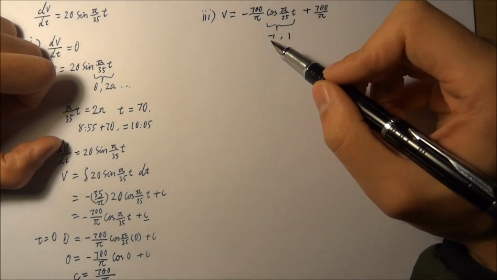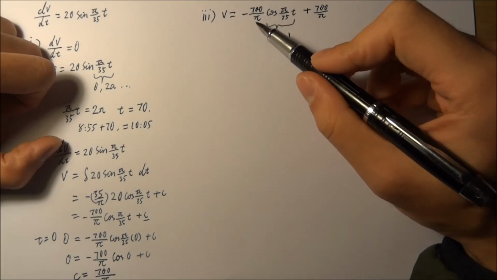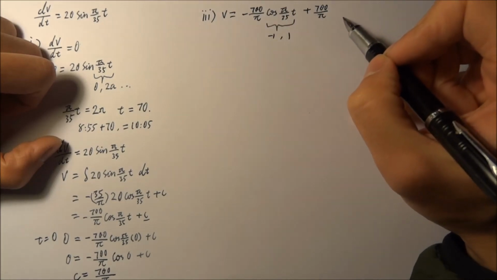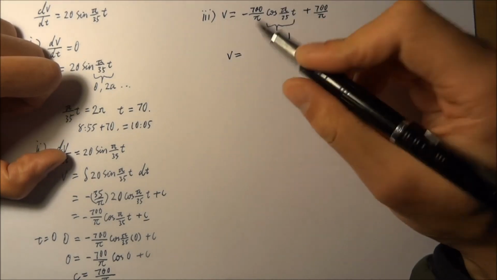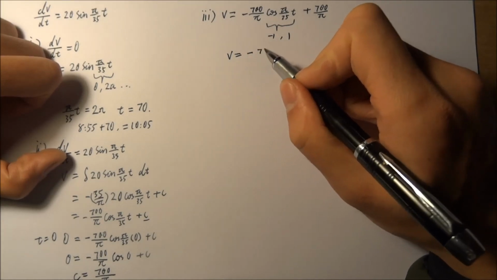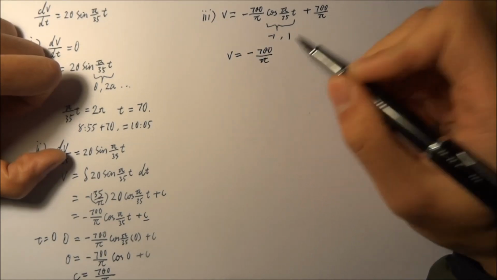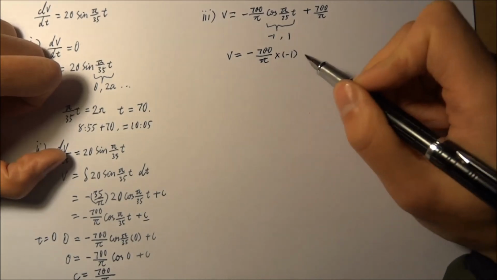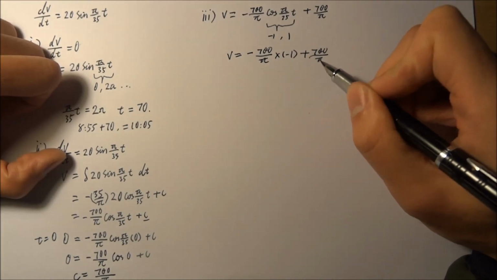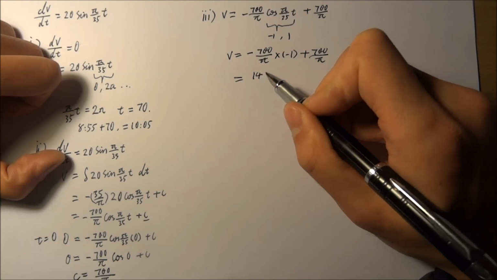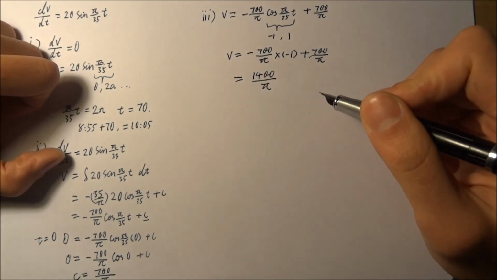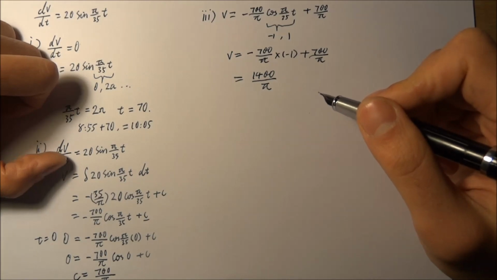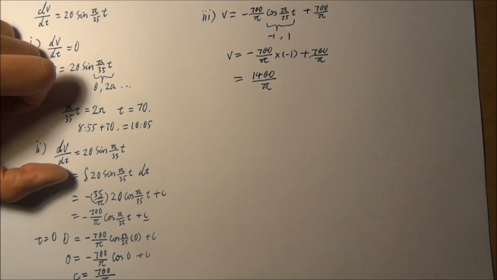If it's negative 1, then it becomes 700 over pi plus 700 over pi. That gives you the largest possible value. So V equals minus 700 over pi times minus 1 plus 700 over pi, which is 1400 over pi. And that's the largest possible volume. I hope it answers your question.